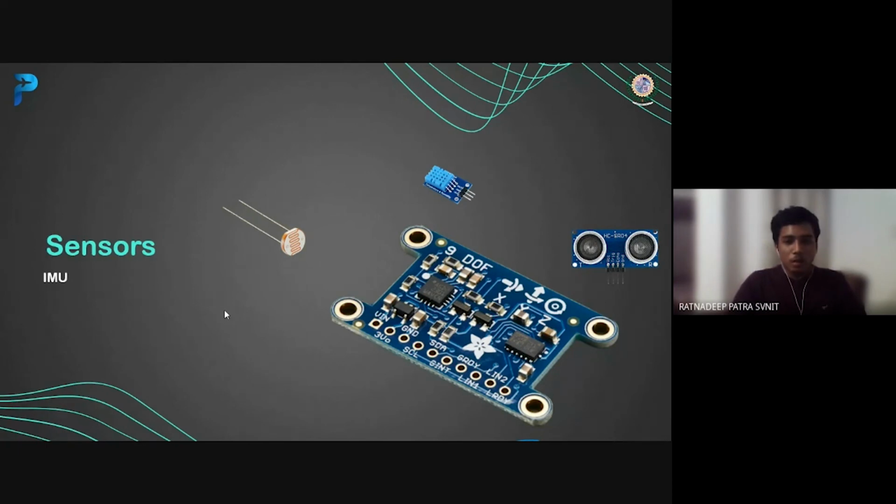And moreover, today's IMUs also contain a magnetometer. So using that magnetometer, we can detect the magnitude of the magnetic field and also the direction using this sensor.